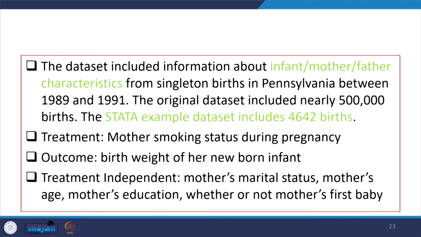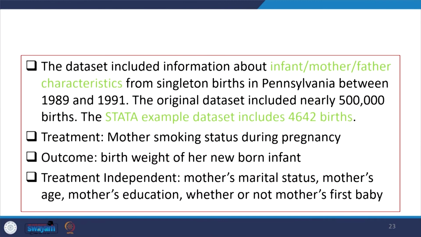The data set included information about infant, mother and father characteristics from singleton births in Pennsylvania between 1989 and 1991. The original data set included nearly 5 lakh births. The Stata example data set includes 4642 births. The treatment here we are considering is the mother's smoking status during pregnancy, and what impact this has caused on the birth weight of the newborn infant. So, that would basically be our outcome variable.